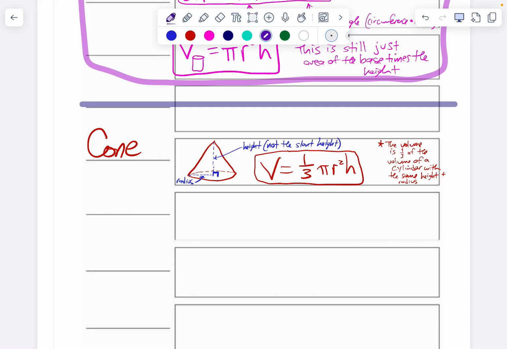A diamond? That's not really a geometry shape. Okay.